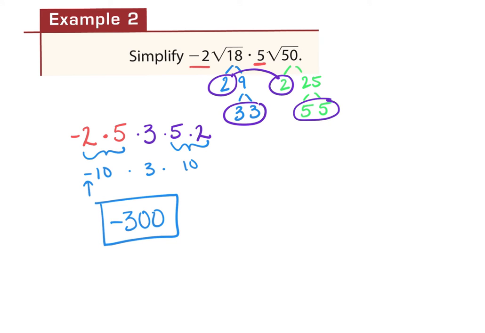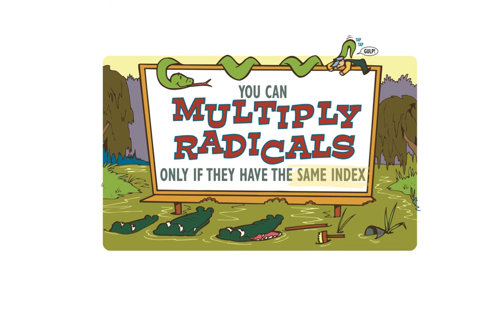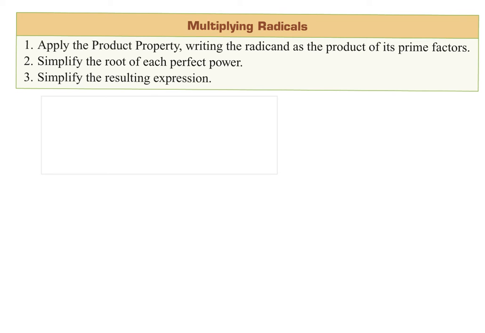Okay. And so when you're multiplying radicals, as long as they have the same index, you can go ahead and factor them individually and group all of those however your index indicates you would group them. All right. The key there is you cannot do it unless they have the same index. Good. All right. Apply the product property. It says write the radicand as a product of its primes. Simplify the root of each power. Simplify the resulting expression.